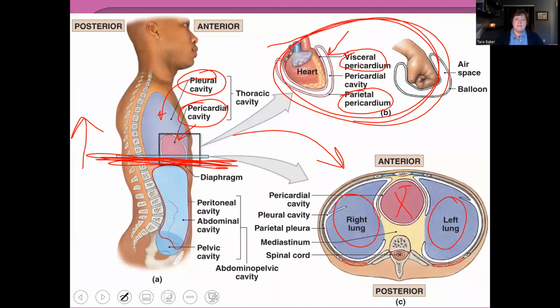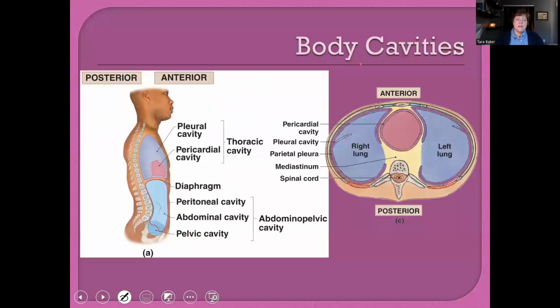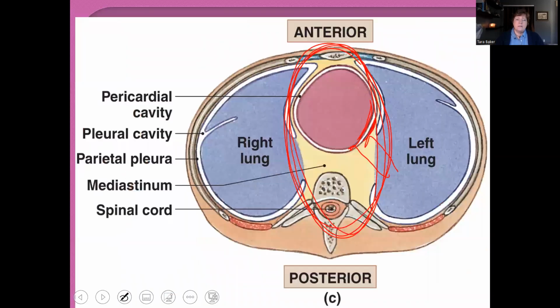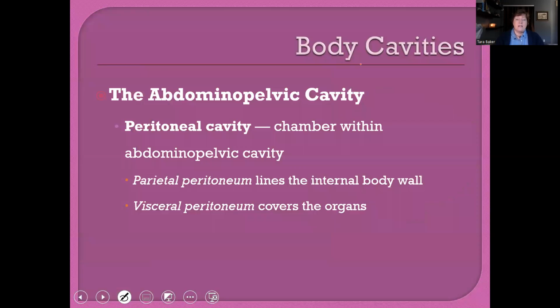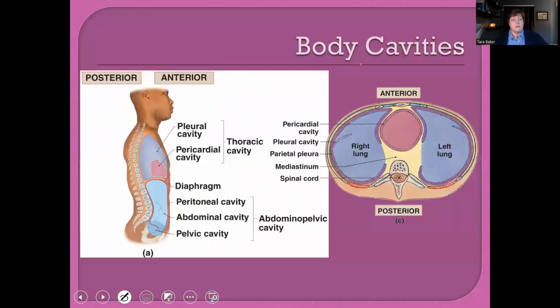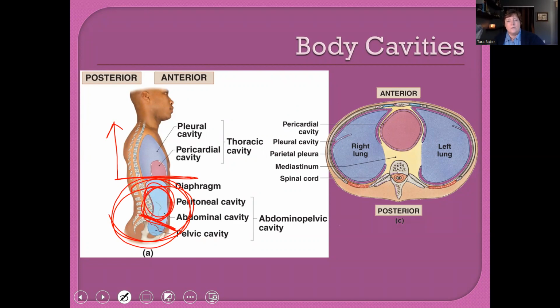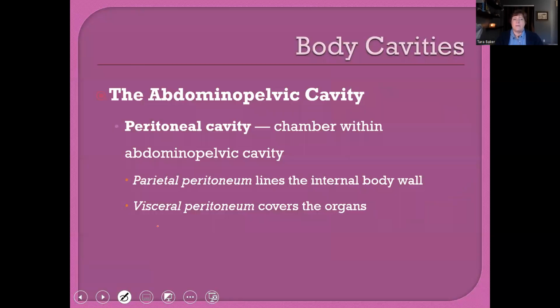So the thoracic cavity is everything up above, but then also in that picture, you can see that there's an abdominal pelvic cavity, the stuff that's below. So let's look here. Everything above is the thoracic cavity, and then everything here is the abdominal pelvic cavity. The abdominal pelvic cavity can be separated into this area here, which is the abdominal cavity, and then this smaller area down here, which is called the pelvic cavity. So let's talk about those.